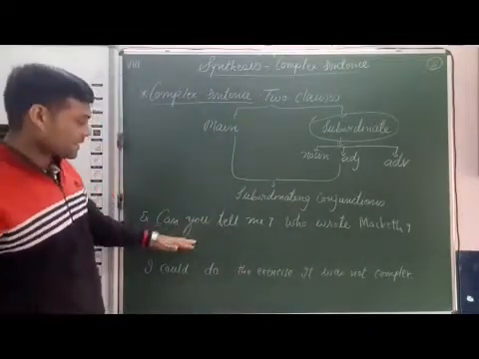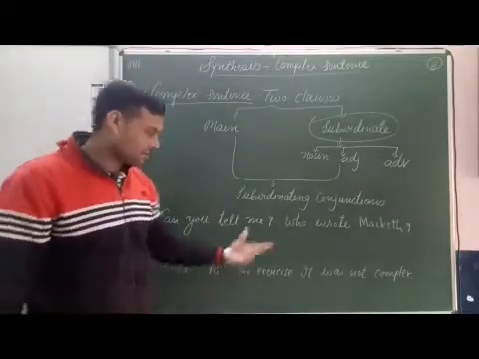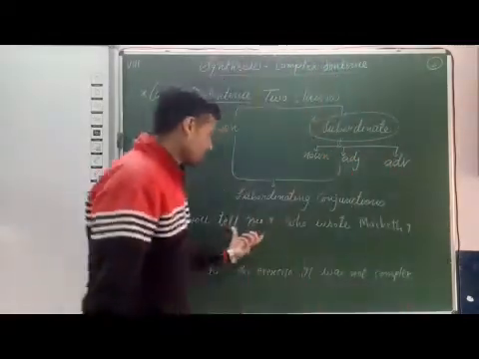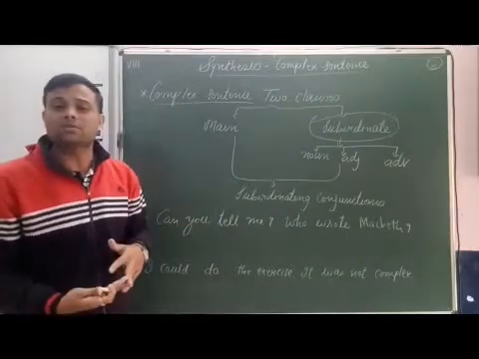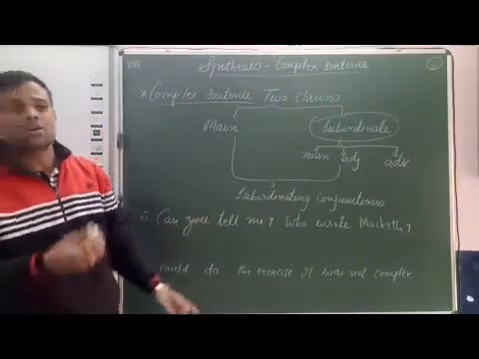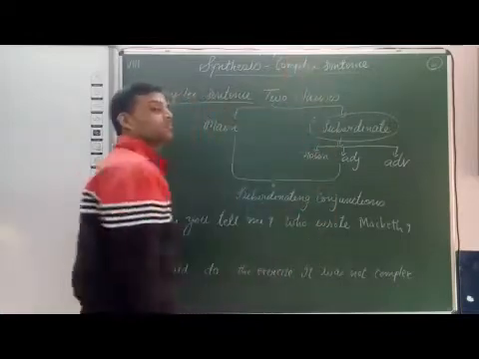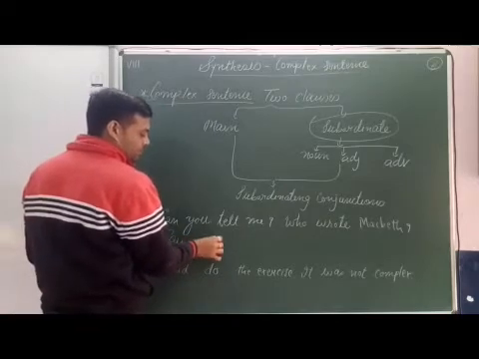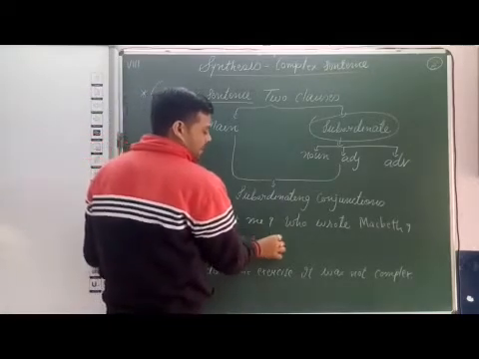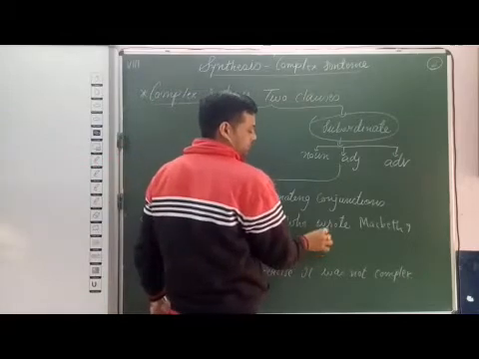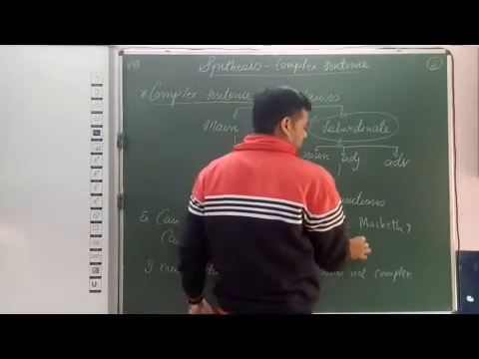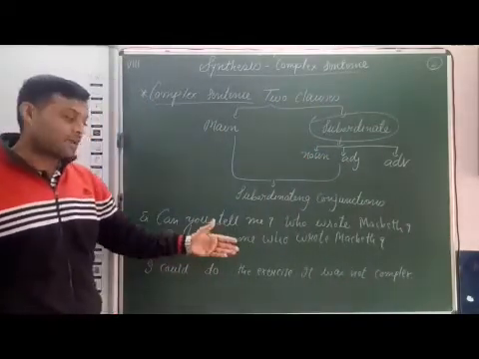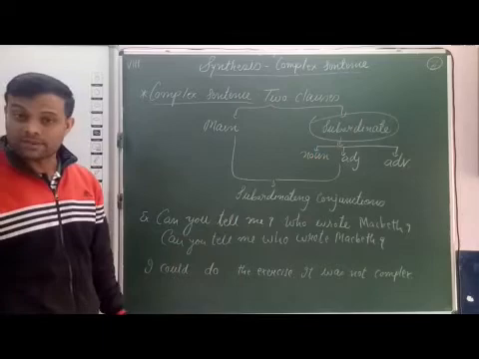See the example. Can you tell me one sentence? Another sentence, who wrote Macbeth? Here two sentences are there, and we have to combine these two sentences into one to make a complex sentence. So we can combine: Can you tell me who wrote Macbeth?